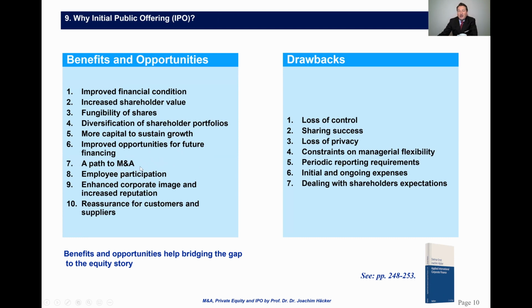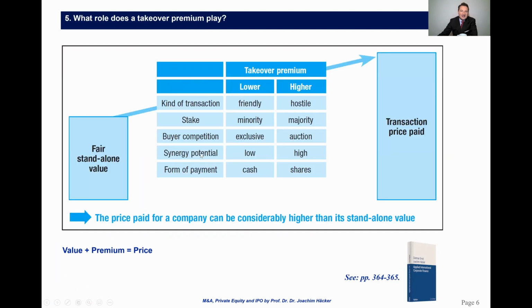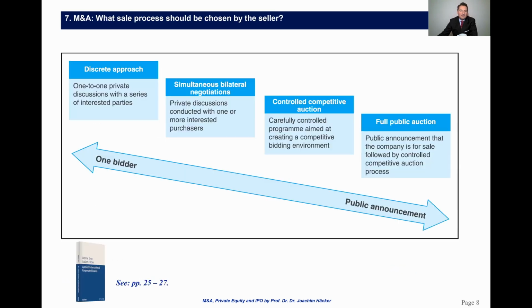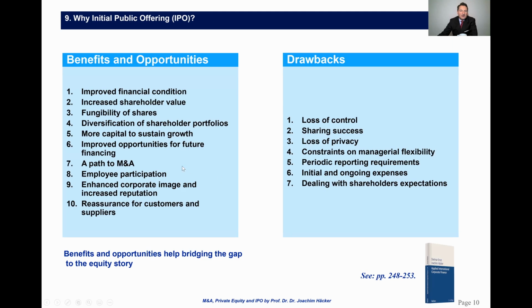It might be a path to M&A. From IPO, we actually can use our share as an acquisition currency, because we learned here that the form of payment can not only be cash, but also shares. And once you are listed, you can actually rather easily buy companies. If we, for example, think about companies like Facebook buying WhatsApp, Facebook buying Instagram, and so on. Had Facebook not been listed, it would not have been so easy to carry out the process.